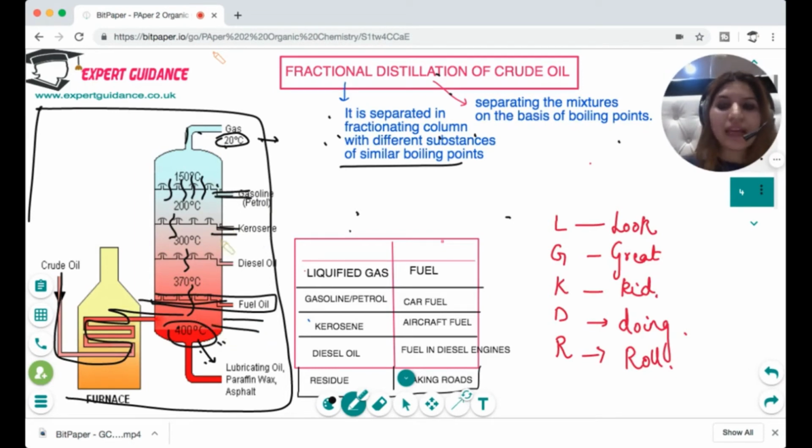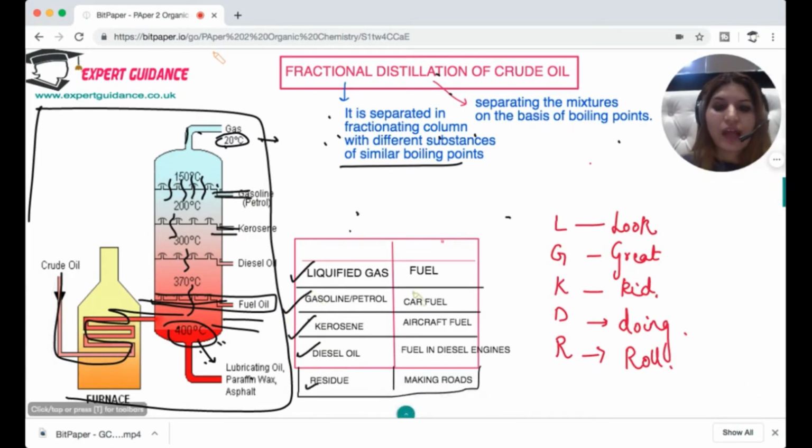Now, what are the different fractions? You need to remember these different fractions in order. At the top, we get liquefied gas, then gasoline, then kerosene, diesel oil, and residue. The liquefied gas is used as a fuel. Gasoline or petrol is used for car fuels. Kerosene is used for aircraft fuels. The diesel oil is used in diesel engines, and residue is used for making roads.